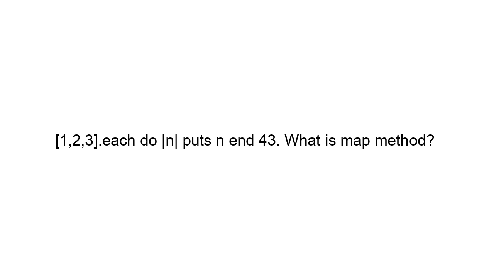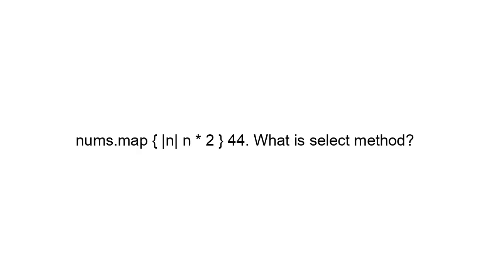43. What is the map method? Transforms collection values. Example: nums.map { |n| n * 2 }. 44. What is the select method? Filters matching elements. 45. What is the reject method? Removes matching elements. 46. What is reduce or inject? Combines collection into single value. Example.